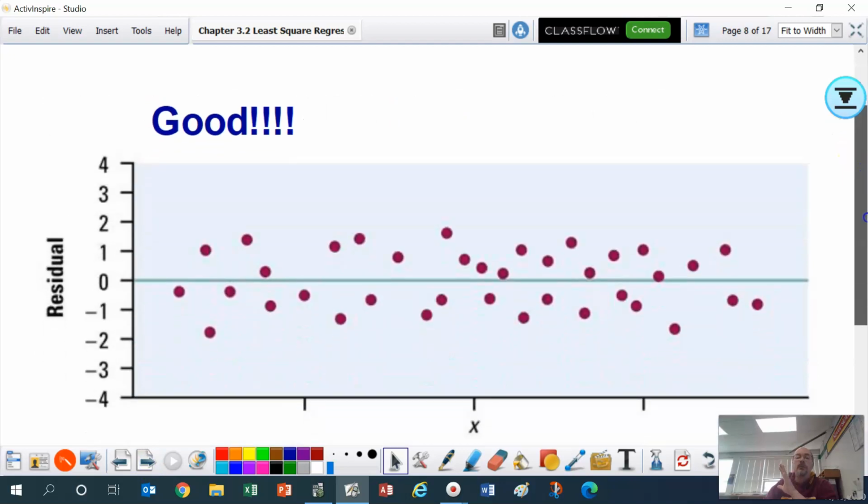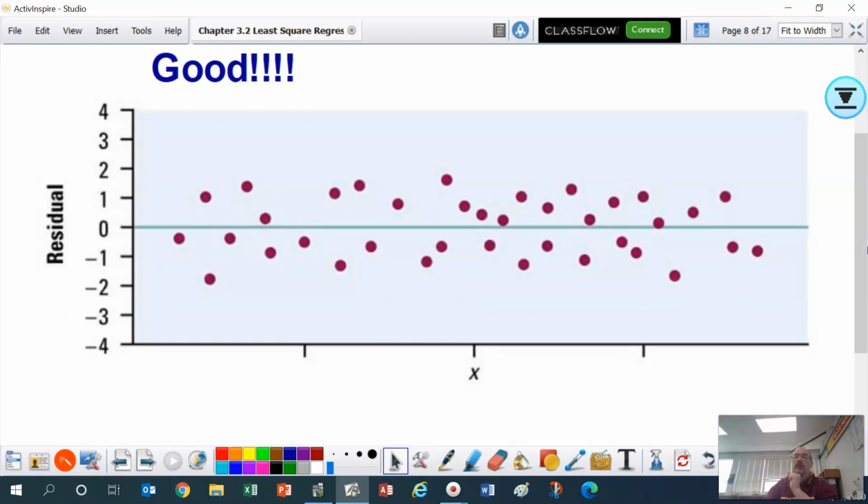Now, this is a residual plot, and I'll show you how to do these with the calculator in a little bit. This is a good residual plot. Notice how it's evenly scattered above and below the line. It's going to be a horizontal line. Dots are scattered evenly above and below, and we see no pattern. Again, let me repeat, we don't see a pattern here at all. So this is good. This means making a prediction with the least squares regression line is reliable. So that is a good residual plot.